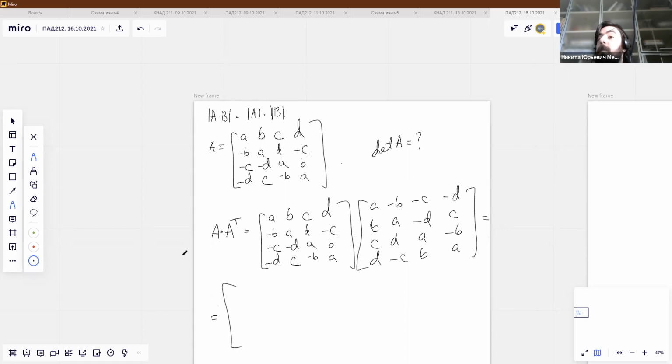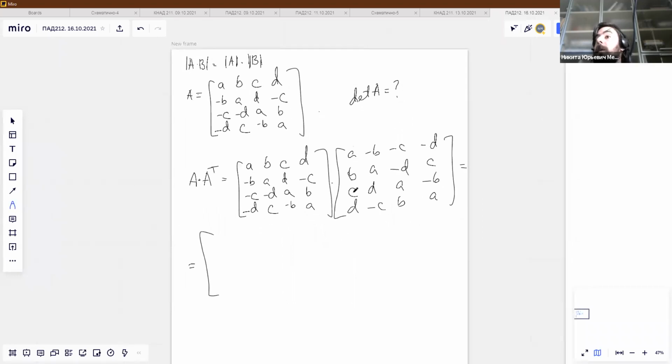And then let me multiply. So this row by this column gives a squared plus b squared plus c squared plus d squared, right? Well, okay, that's fine. So the problem is that if in each of 16 cells we obtain some expression like this, our task becomes harder, not easier. However, in fact, we don't.